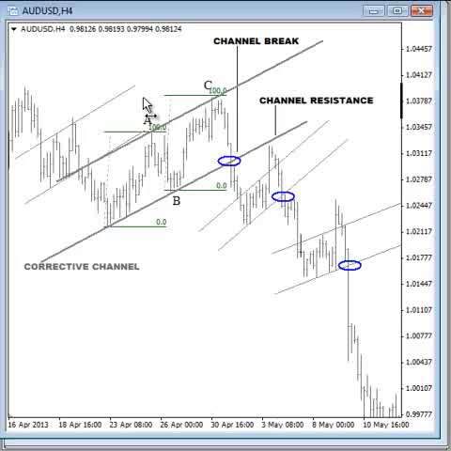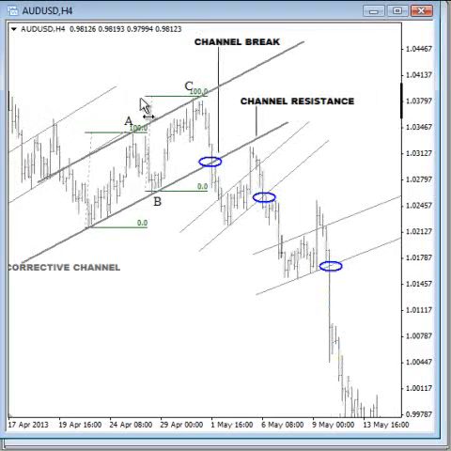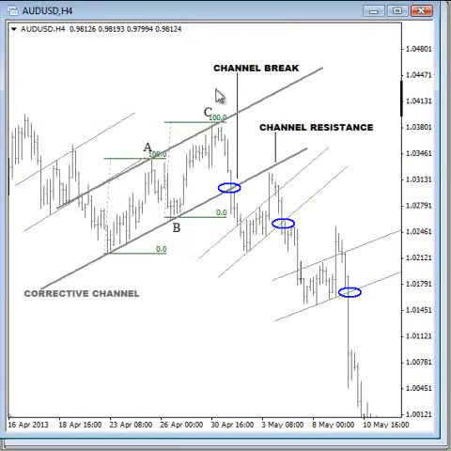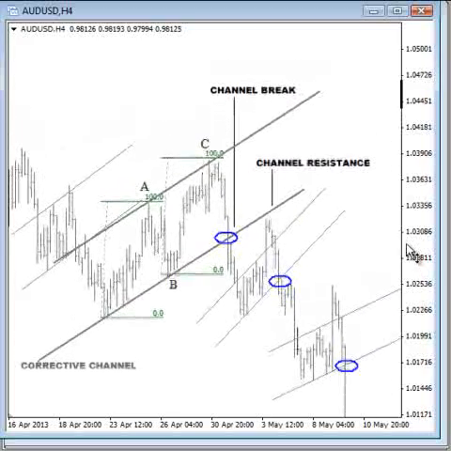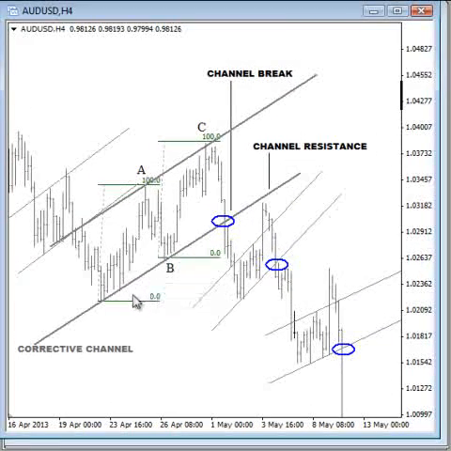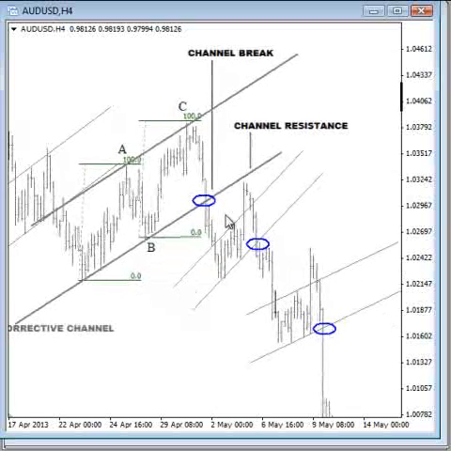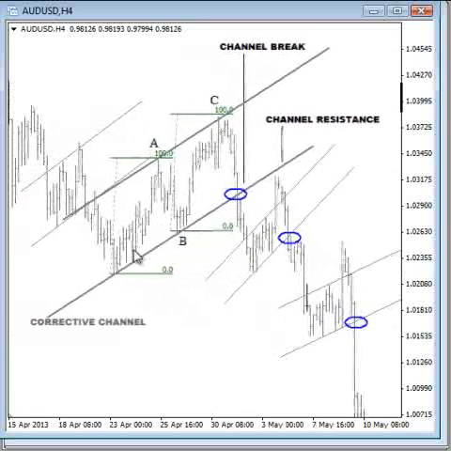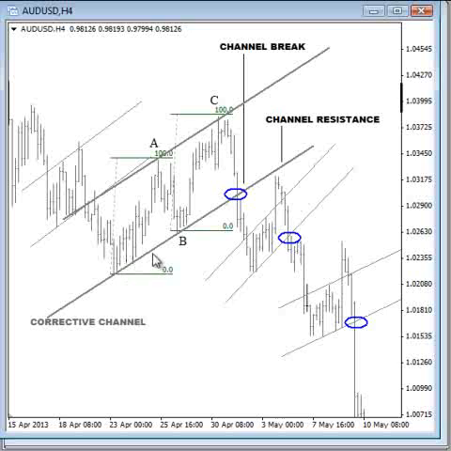Also I want to discuss a little bit more about these corrective channels. Here I have this 4-hour chart, and actually I posted this chart a few weeks ago, and I called a bearish trend for the Aussie dollar as soon as I identified this 3-wave rise within 2 parallel trend lines. And when the market fell impulsively lower through the lower support line of this corrective channel, I was sure that this market would continue lower.